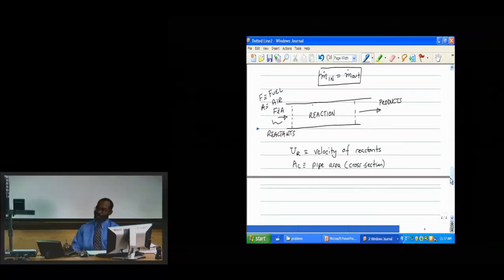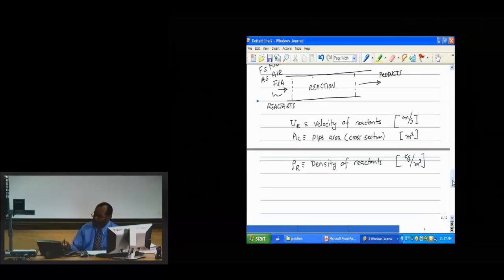And the density of the reactants is rho sub r. So let's just make sure we have the units here. Meter per second, meter squared, and rho sub r is the density, the mass density of the reactants. Kilogram per meter cubed.